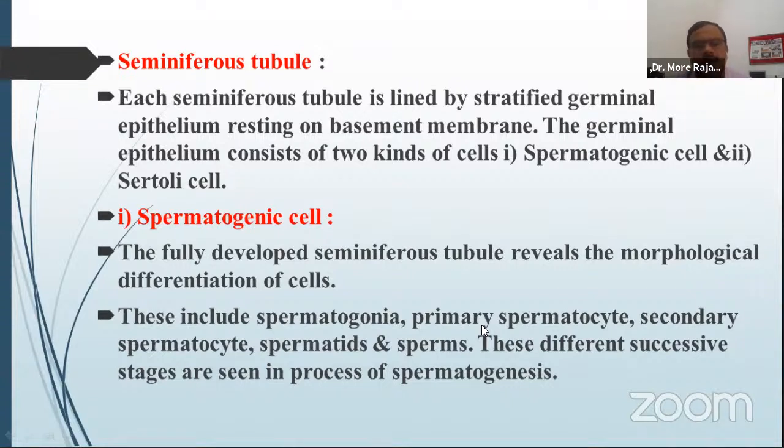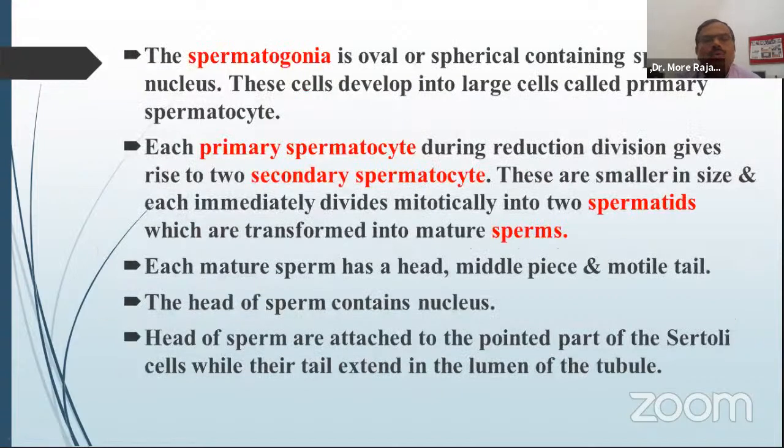These different successive stages are easily visible in the process of spermatogenesis. The spermatogonia are oval or spherical cells containing a spherical nucleus, and these cells further develop into the large cells called the primary spermatocyte. Each primary spermatocyte undergoes reduction division, known as meiotic division, in which the chromosome number becomes half. The reduction division gives rise to two secondary spermatocytes, which are smaller in size, and each immediately divides mitotically into two spermatids, which are further transformed into mature sperms, also called spermatozoa.